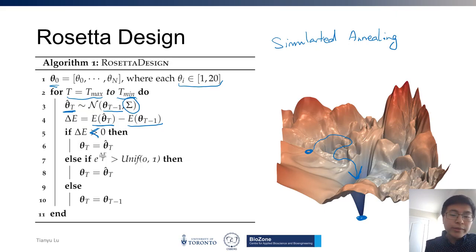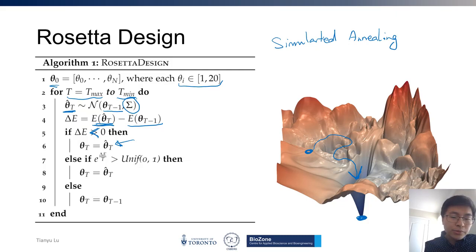That energy of your new proposal sequence is lower. That means you found a better sequence, a more stable sequence. So theta t, your current best sequence, you accept that proposal, you accept that theta hat, and you let that be your current best. Otherwise, you look at line 7.